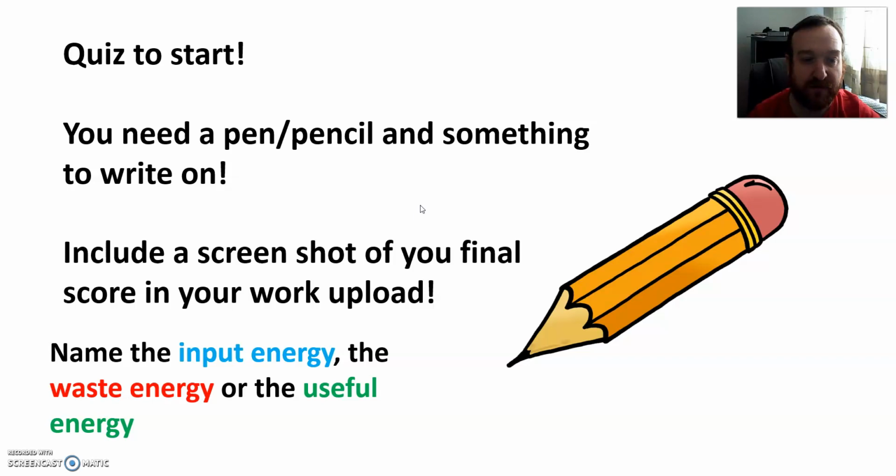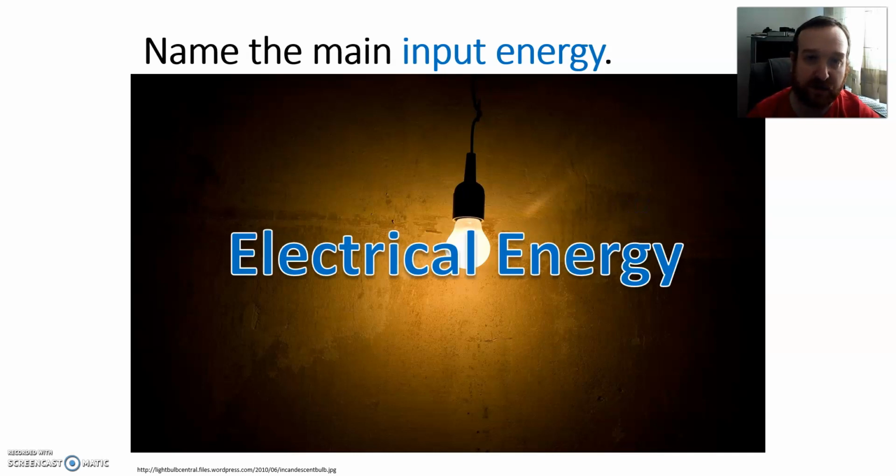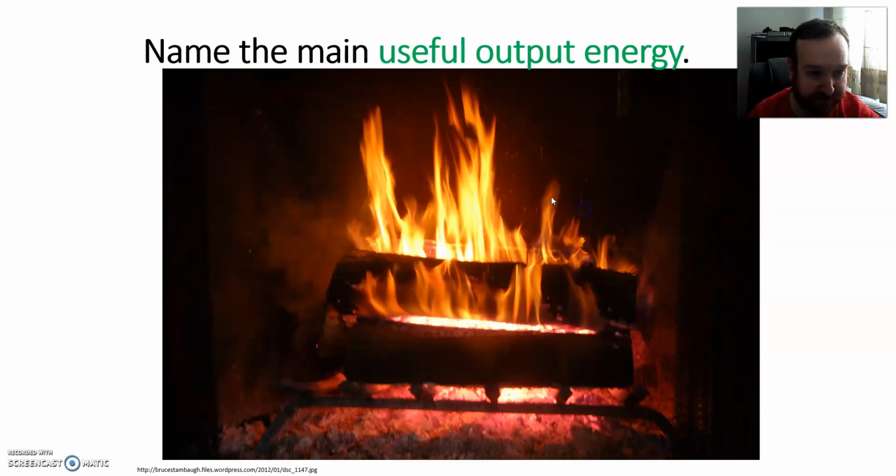So, first one is, what's the input energy from this picture? It's a light, so the input energy is, after you've written it down, electrical energy. If you've got electrical energy, give it a tick. It's the input energy into this light.